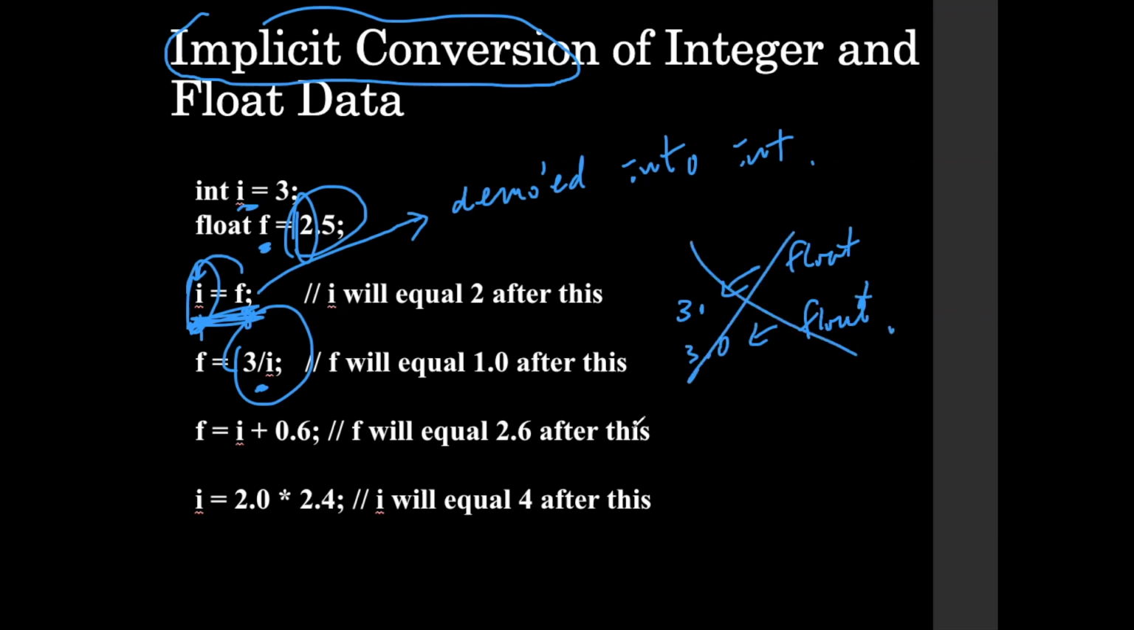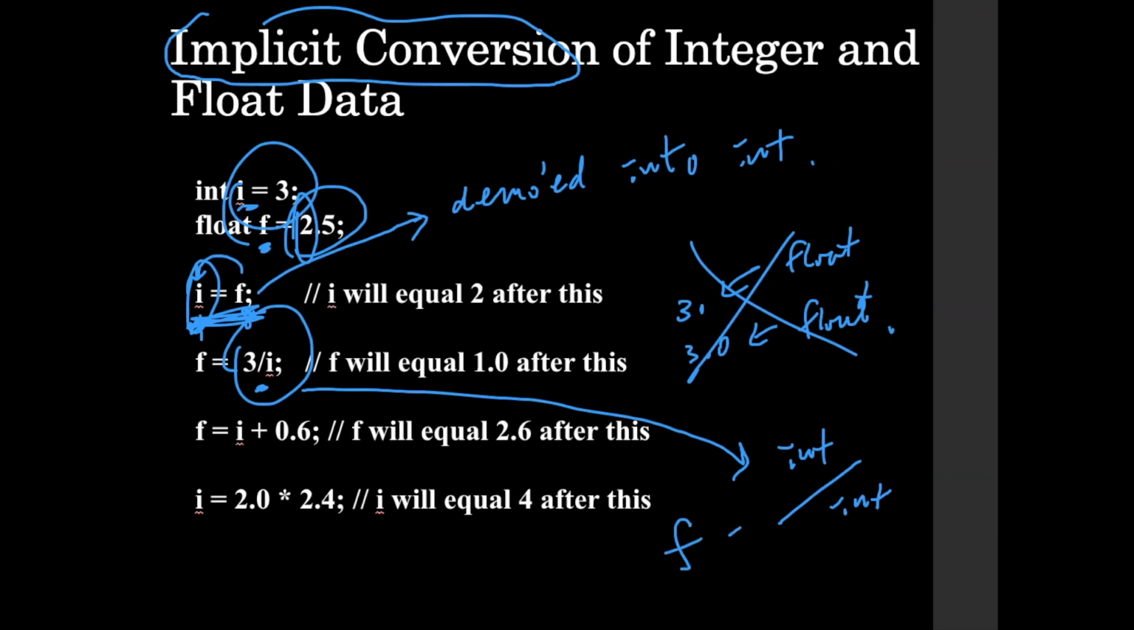Since we don't have this dot here, this 3 is simply an integer. So what we have here is integer divided by integer, because i is an integer. So this is good. Now float f equals this thing. So the result of this is actually an integer. There's no float here.